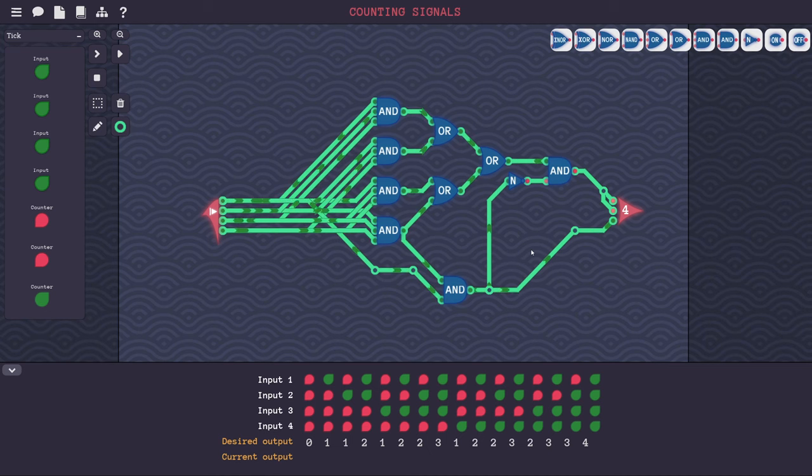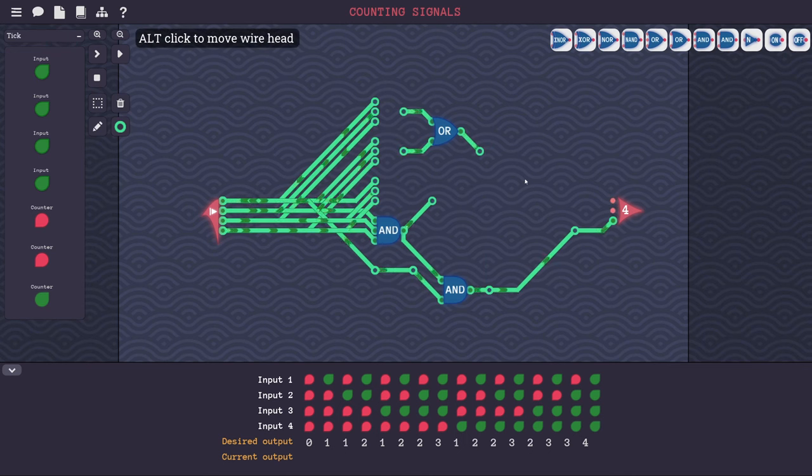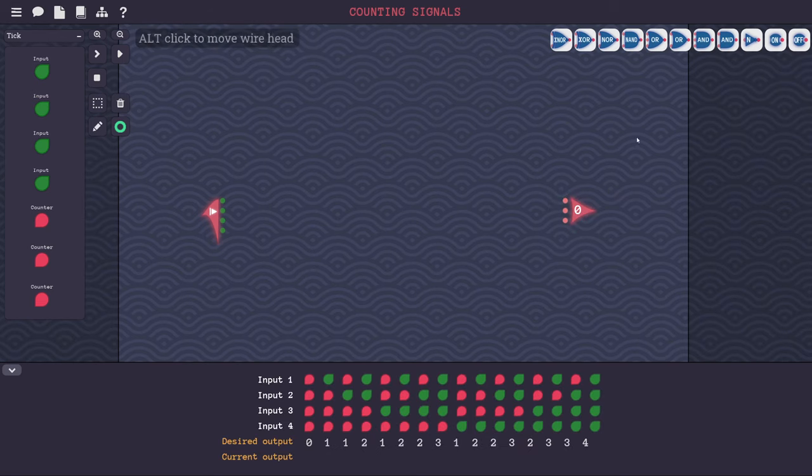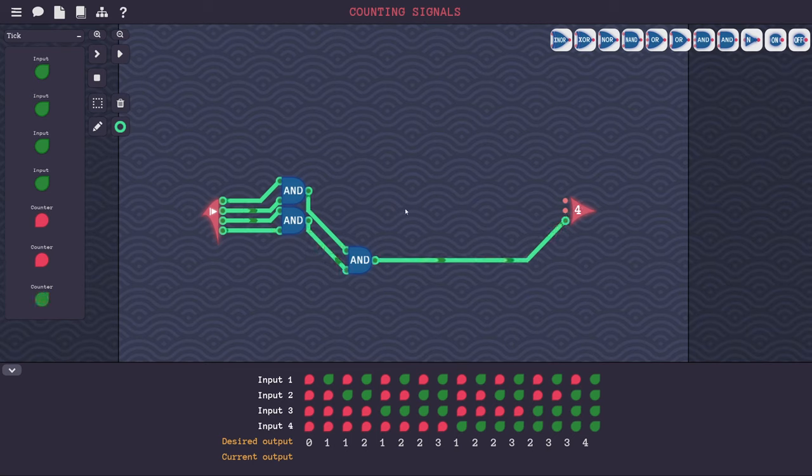Let's think about the 2 case. Actually, I have an idea. I'm going to get rid of all this, believe it or not, because I think I have an idea of a better way to do this. Let's start with the 2 case, right? Let's get some 2 input ANDs. Just thinking about that 3 case a second ago. First of all, if all 4 are on, this should be set to 4.